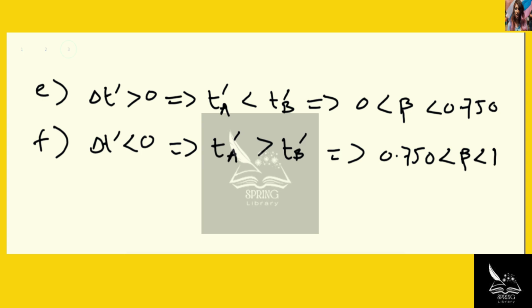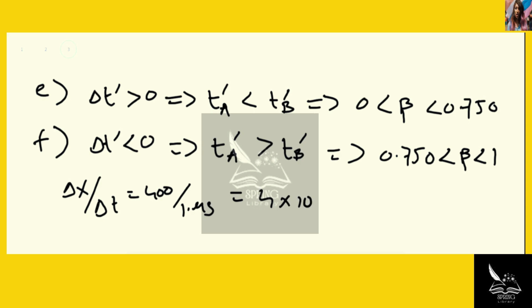For part G, the answer is no. Event A cannot cause event B, or vice versa. We note that Δx divided by Δt is 400 meters divided by 1 microsecond, and this gives us 4 × 10^8 meters per second, which is greater than the speed of light. The signal cannot travel from event A to event B without exceeding the speed of light, so causal influences cannot originate at A and thus affect what happens at B, or vice versa.